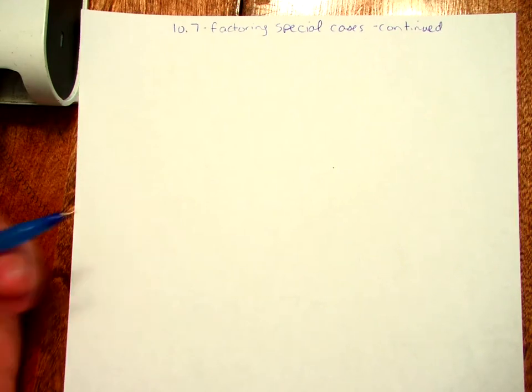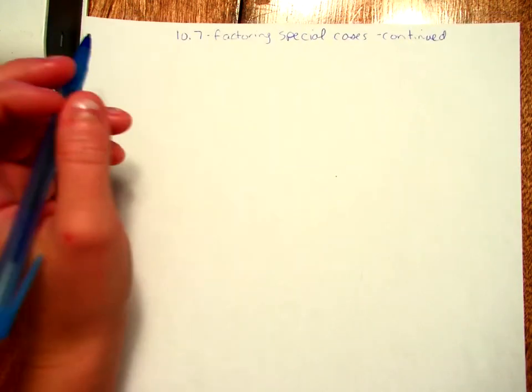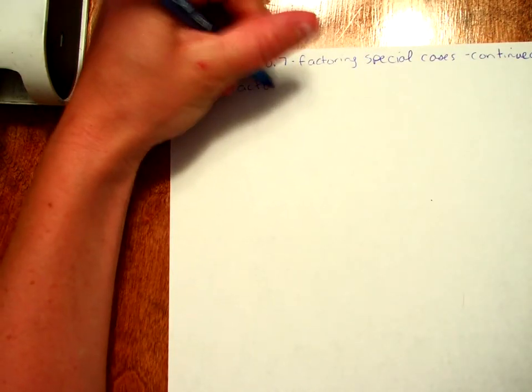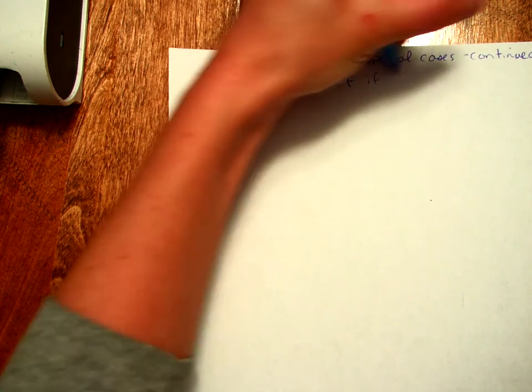Good morning. So today we are going to finish up 10.7, which was factoring special cases. Today we're going to talk about the GCF a lot. That's sort of your first idea, is to factor out the GCF if there is one.